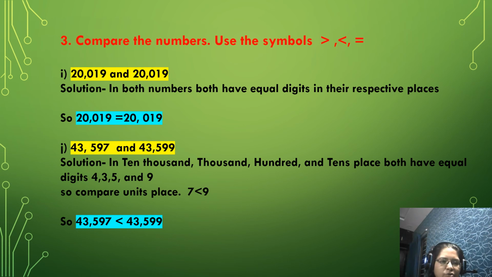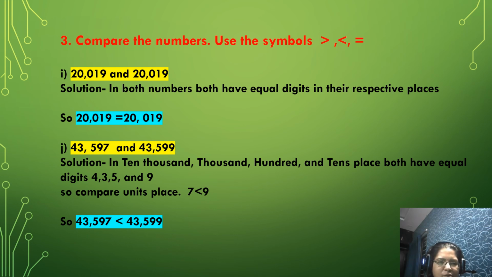In the 1000s place, 0 is there. In the second number, in the 1000s place, 0 is there. Both are equal. So we move to the 100s place. In the first number, the 100s place digit is 0. In the second number, the 100s place digit is 0. Both are equal. So we move to the tens place digit.